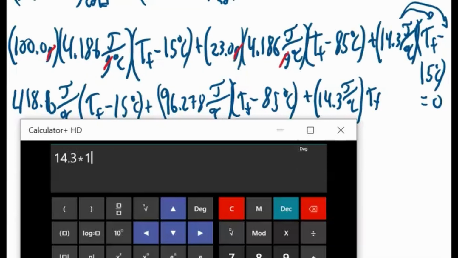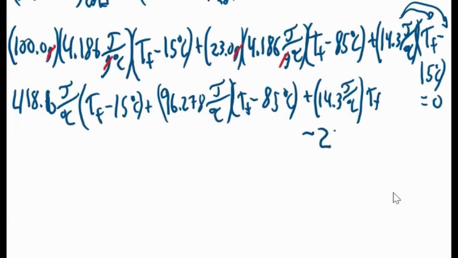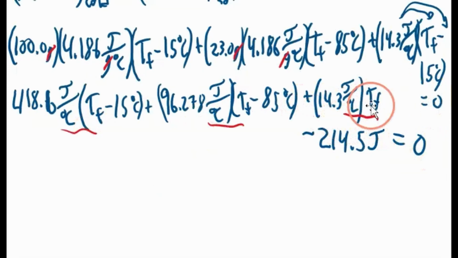14.3 times 15 degrees Celsius to 14.5, so minus 214.5. And our degrees Celsius cancels out, so we're left with joules equals 0. Now I'm going to expand this and combine like terms. So this is a like term, this is a like term, and where did our T final? Oh yeah, this is a like term. This is a T final here.